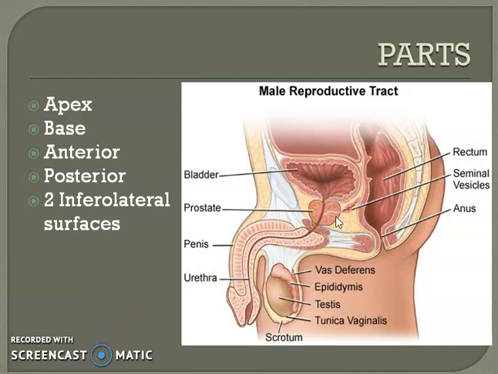The posterior surface is divided by a transverse groove into an upper smaller area and a lower larger area. The transverse groove is pierced on each side by the ejaculatory duct. The upper area forms the median lobe, whereas the lower area is again divided by a median sulcus into two lateral lobes. The inferolateral surface is related to the anterior fibers of the levator ani muscle.